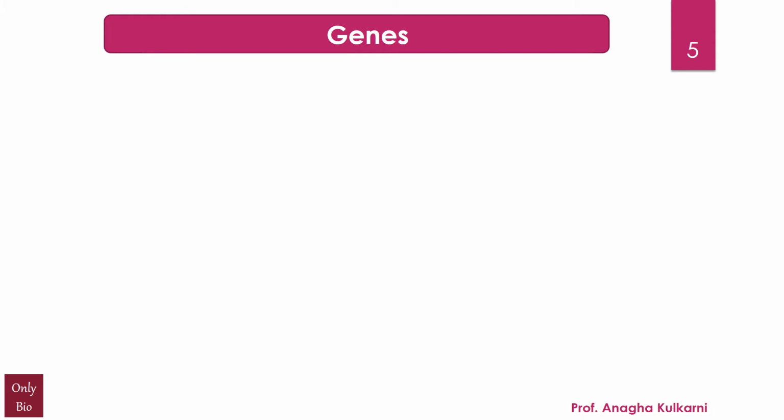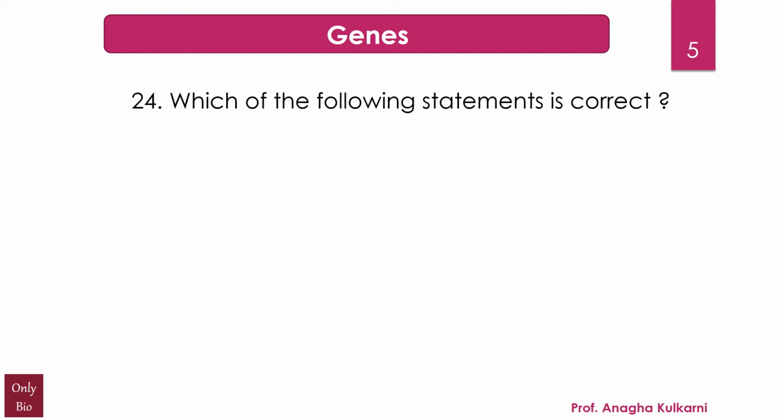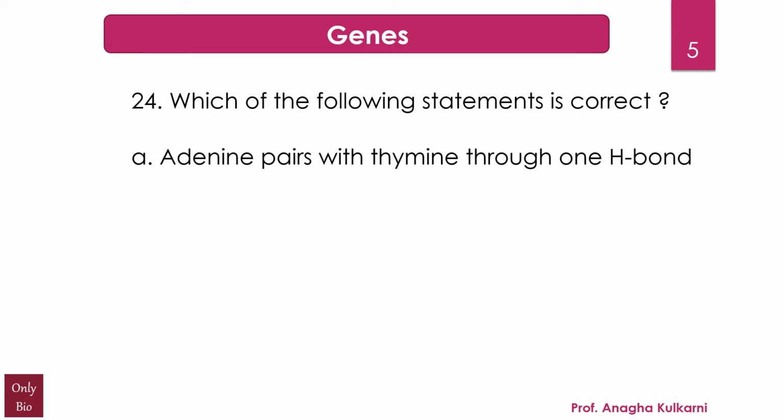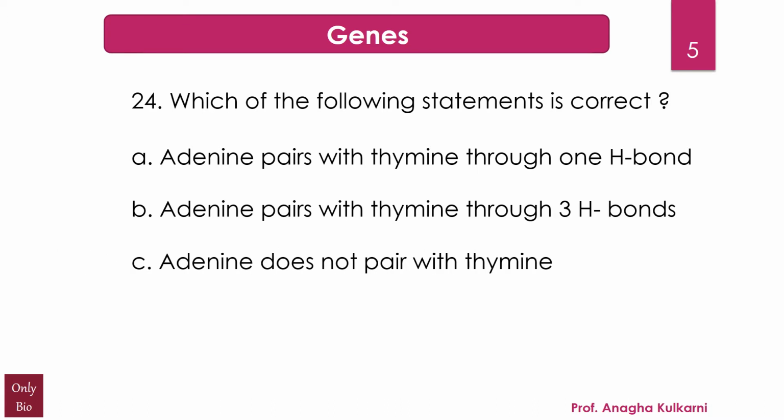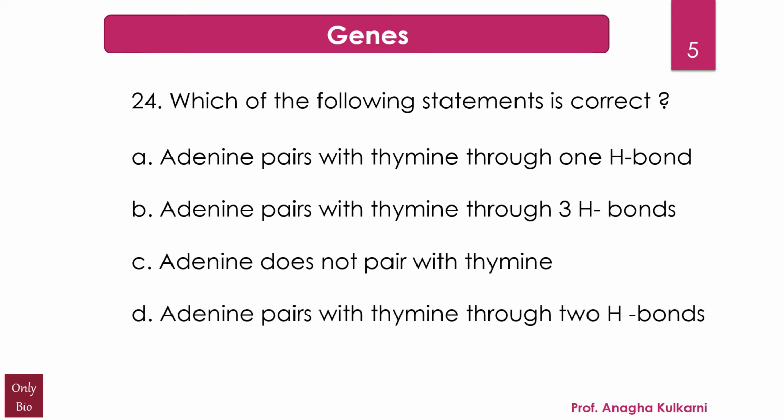The next question relates with the chapter genes and it is, which of the following statements is correct? And the options are A. Adenine pairs with thymine through one hydrogen bond. B. Adenine pairs with thymine through three hydrogen bonds. C. Adenine does not pair with thymine. And D. Adenine pairs with thymine through two hydrogen bonds. And the correct option is D.